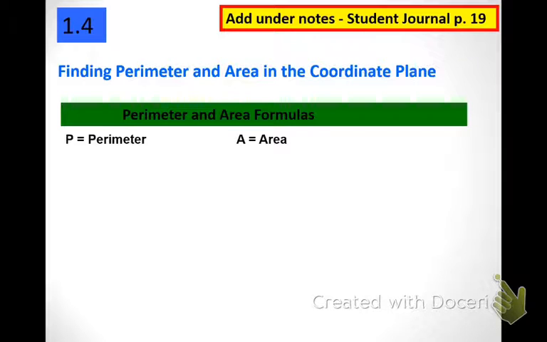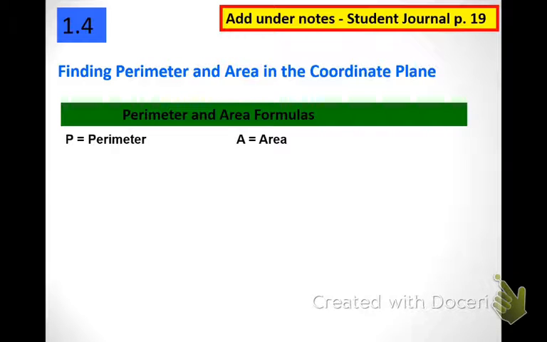There are technical formulas to it. I'm not requiring you to memorize the formula because it's so easy to find the perimeter. To find the perimeter, you add the sides. It does not matter what shape it is. You will always add the sides to find the perimeter of an object.